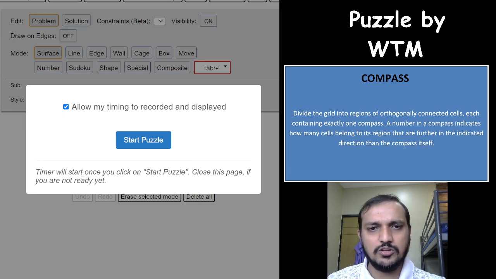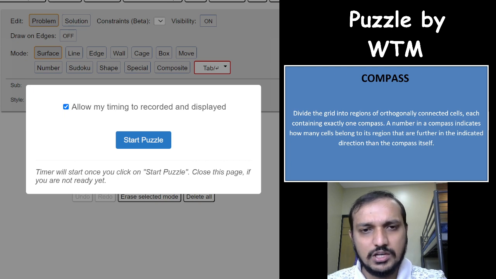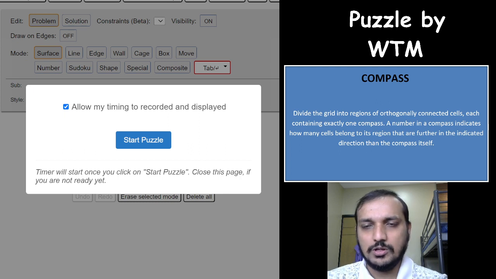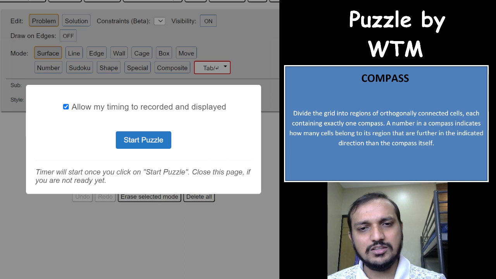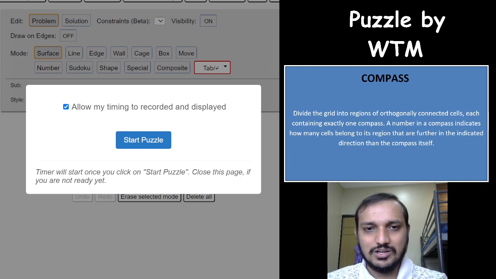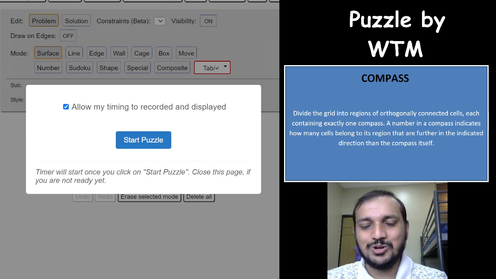This particular compass puzzle is a really difficult one. I got a request for it; it's a 15 by 15 puzzle that many people could not solve logically. So let's see if we are able to crack this puzzle or not. This puzzle is constructed by WTM, so I really thank the author for such a wonderful tough puzzle. I'm not sure if I'll be able to crack it, but let's hope, and good luck to me.